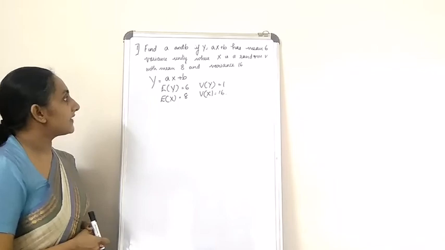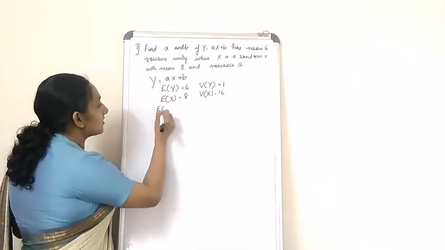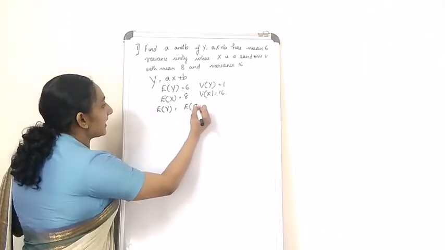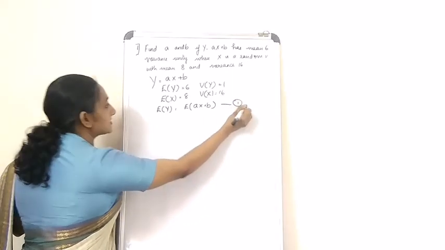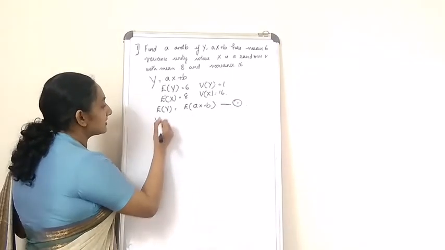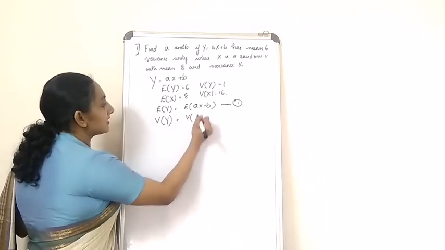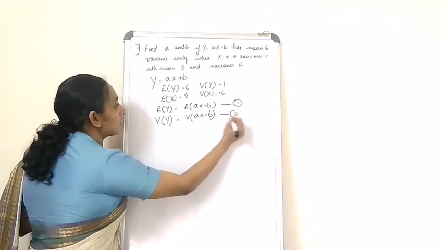In order to find out a and b, I am going to write expectation of y is equal to expectation of ax plus b. This is the first equation, and another equation I am going to frame is variance of y is equal to variance of ax plus b. This is the second equation.